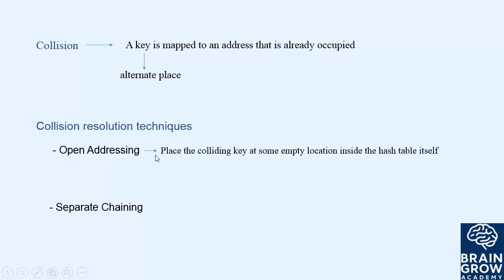In this technique, we'll place the colliding key at some empty location inside the hash table itself. So when we find that a key is mapped to an already occupied address, we'll start searching for an empty location inside the table. We'll see three methods for finding an empty location inside the table: linear probing, quadratic probing and double hashing. First, let's see this linear probing.